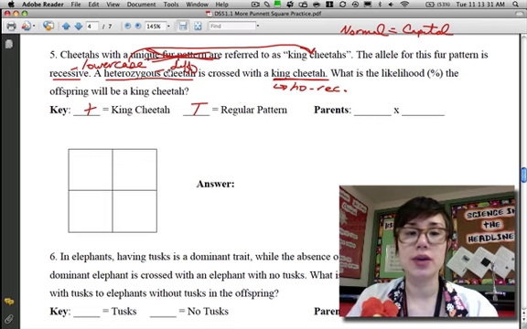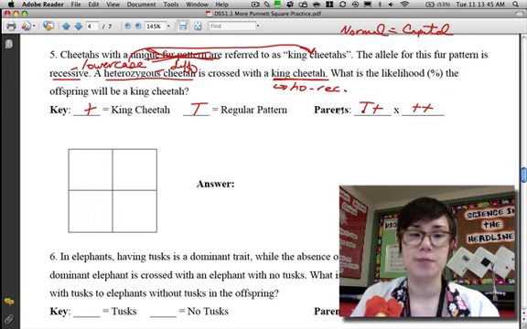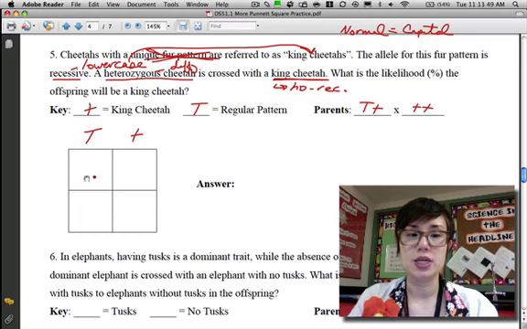Parent number 1 is heterozygous, so I'm going to have 1 capital letter and 1 lowercase letter. And parent number 2 is a king cheetah. So here I already wrote that it's homozygous recessive. Homozygous means the same, recessive means 2 lowercase. So it's going to be little t, little t. Now let's write our parents in. On the top, I'm going to put big T, little t. That's my heterozygous parent. And then on the side, I'm going to put my homozygous recessive, little t, little t.